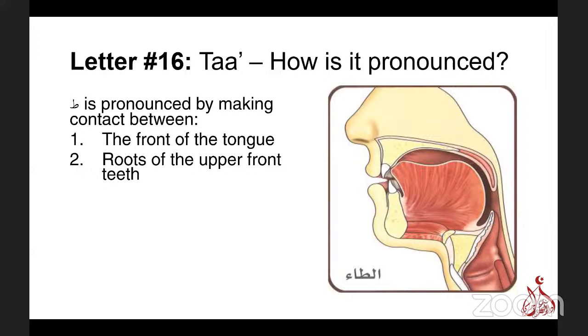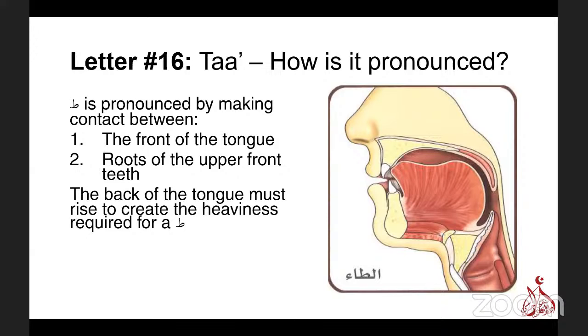One difference between Tha and Ta is that when pronouncing a Tha, the back of the tongue has to rise in order to create the heaviness that a Tha requires. If we see here, right back here, the back of the tongue is rising. If this is not there, it is going to turn into a Ta, because a Ta and a Tha are pronounced from the exact same place in terms of the front of the tongue. If the back goes down, the whole letter is going to turn light.